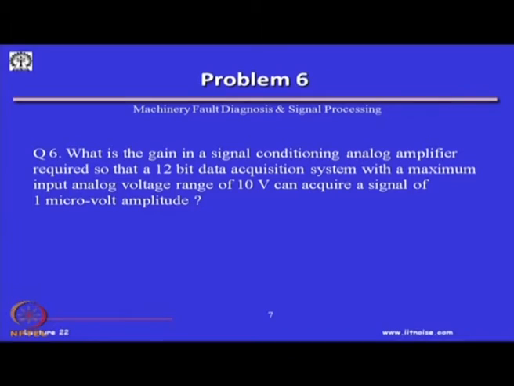Now, I will come to the next and the last problem on this topic, that is: what is the gain in a signal conditioning analog amplifier required so that a 12-bit data acquisition system with a maximum input analog voltage range of 10 volt can acquire a signal of 1 microvolt amplitude.